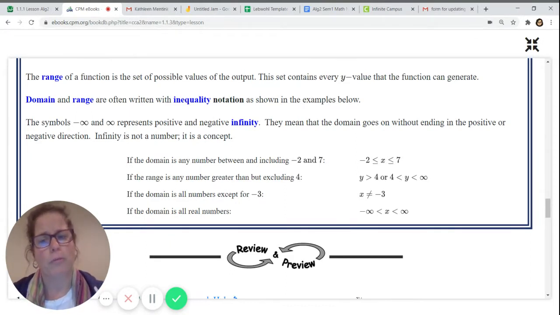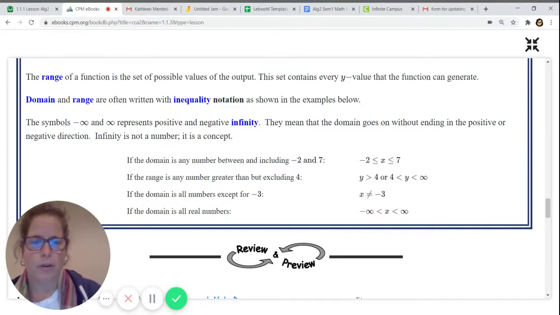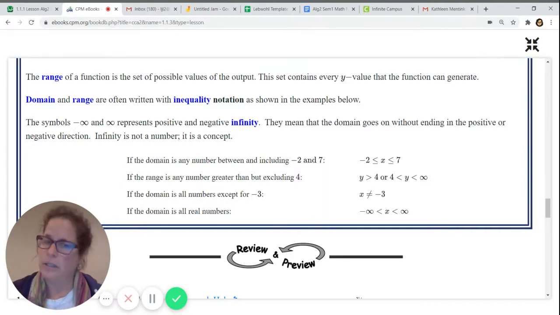So for example, with range, right? Suppose our range or our graph is anything above 4. It doesn't include 4, or it's anything above 4. You might write it as y is greater than 4. Notice we didn't use the or equals to because it doesn't include 4. Or you could say y is greater than 4, but it's less than infinity, which kind of means it extends on forever.